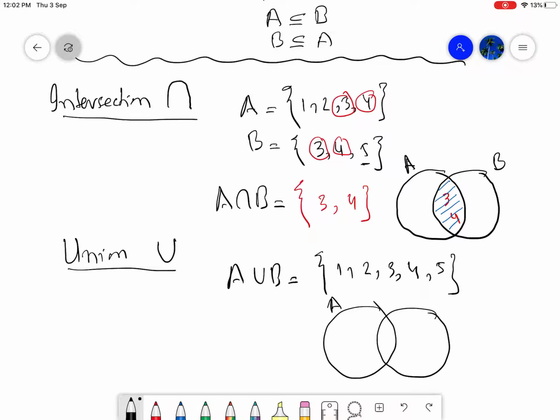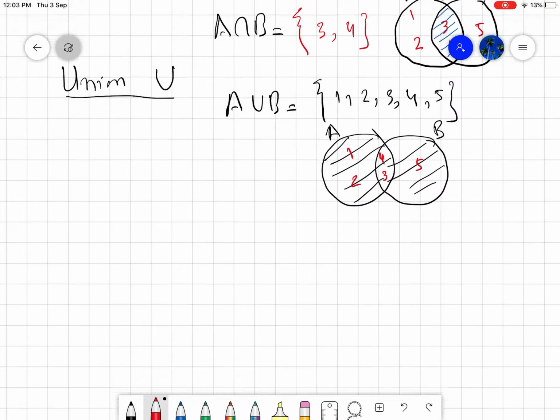And the Venn diagram means each and everything. Two overlapping circles because there are common elements. So 4 and 3 will be written in the common part, and the rest of the elements in A are 1, 2, and in B are 5. So the Venn diagram for union is basically shading both the sets.